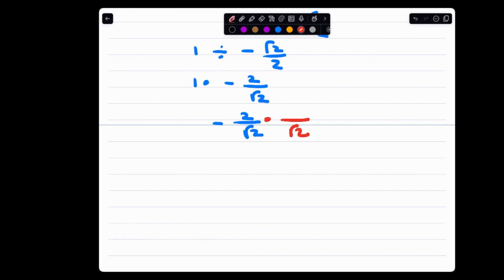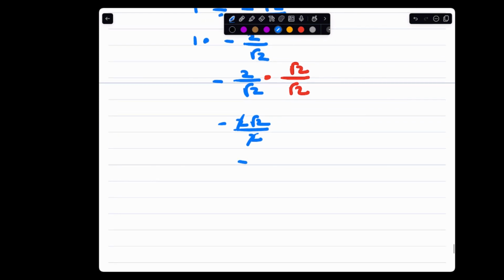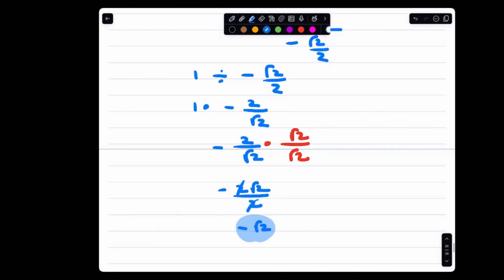Multiply, rationalize the denominator, good. So we get negative 2 square root of 2 over 2, and the 2's cancel, and you have minus square root of 2. So if you worked on some of those homework questions this weekend, you might have had some of these kind of things.